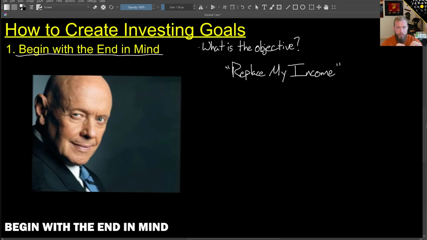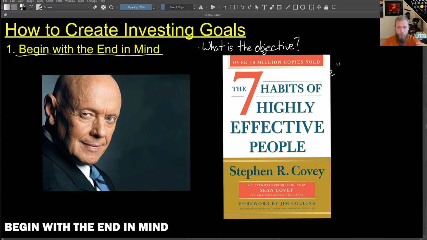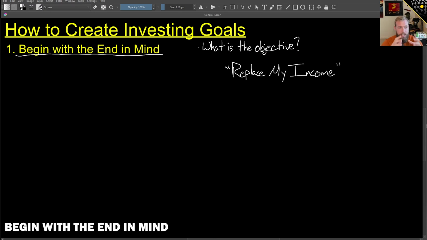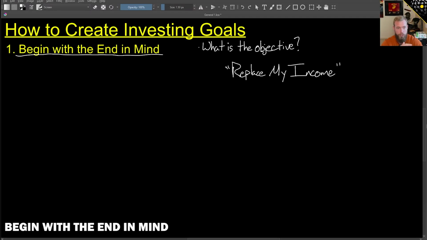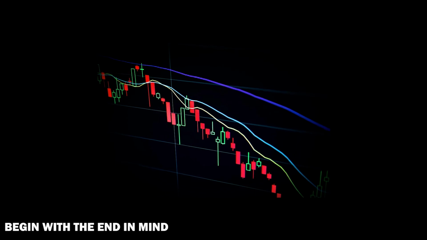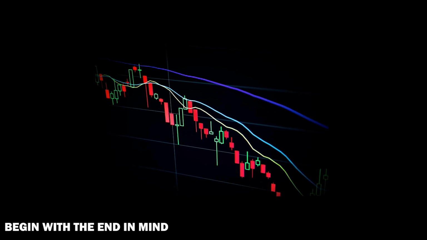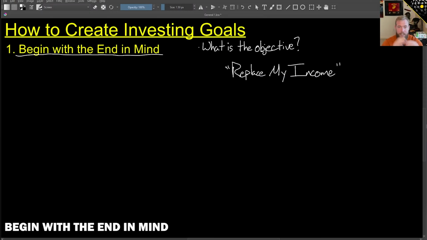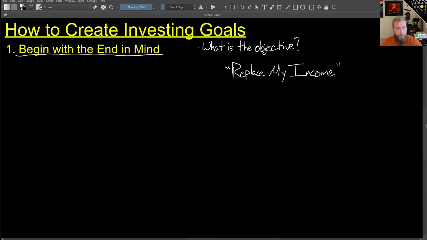This is from Stephen Covey's 7 Habits of Highly Successful People. Begin with the end in mind. This is in the Marine Corps what we would call the desired end state. What are we trying to do? And most commonly, it's some derivative of this. Replace my income. People attempt to use investing and trading as a source of income so that they are not forced to work at a 9-to-5 regular job. Okay, got that one, pretty easy.